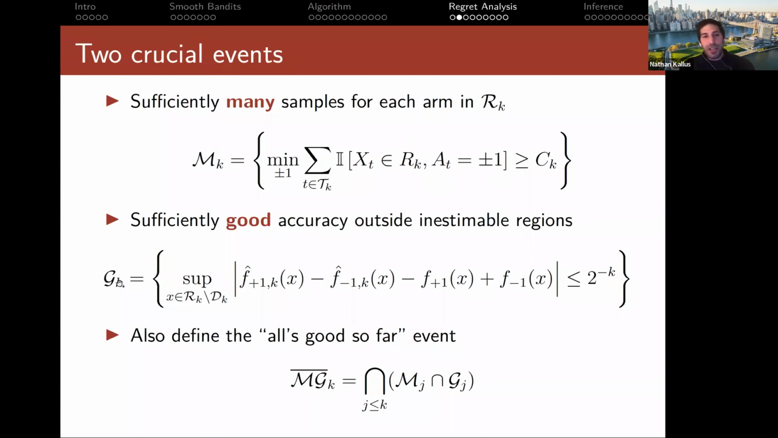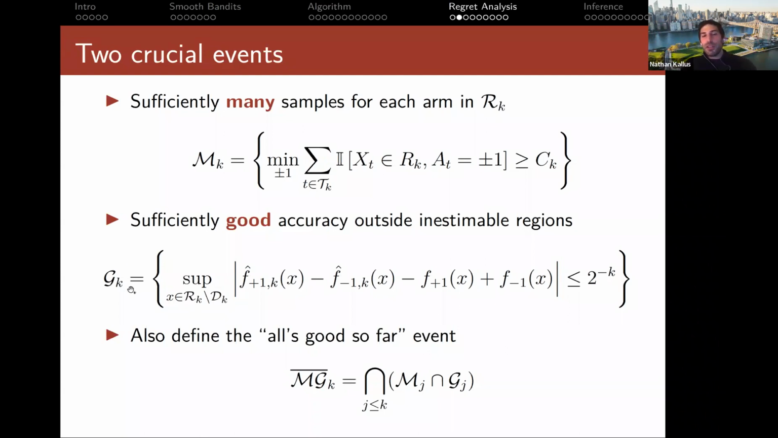The second event, GK, G for good, is that in epoch K, we have this nice L infinity guarantee that we said we should have. It says that our effect function estimate should be close to the true effect function by 2 to the -k, uniformly in the nice X region. So what's the nice X region? The nice X region is everywhere that we've randomized in this epoch, excluding all of these isolated islands where we know there is no hope of being able to make good statistical guarantees. We can only make good statistical guarantees where we've randomized the selection of arms and we have enough data around us. We're not in these isolated, inestimable regions.